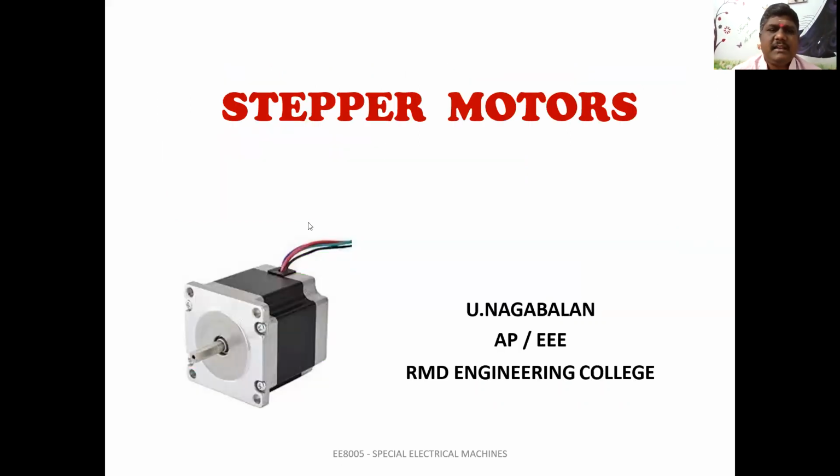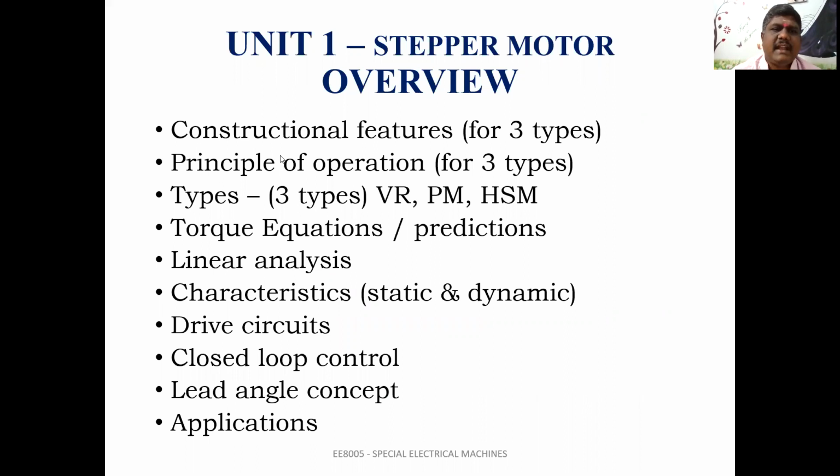The stepper motor is simple, and practically we use this kind of motor normally. In this unit we have the constructional features for three types, so we have to identify the types of stepper motor: the variable reluctance stepper motor, the permanent magnet stepper motor, and the hysteresis stepper motor. We have three. Now I'm going to take the variable reluctance stepper motor, and explain its constructional features and principle of operation in this presentation.